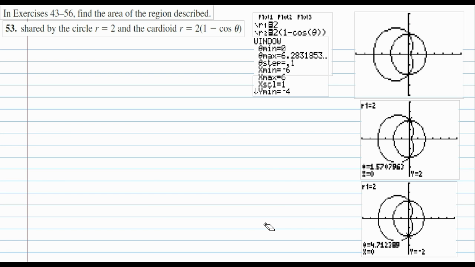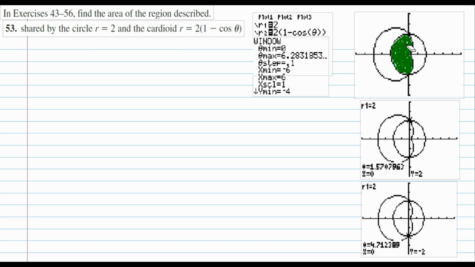Then try problem number 53. It says find the area of the region described, and that's going to be the area shared by the circle r equals 2, so with radius 2, and the cardioid r equals 2 times 1 minus cosine theta. So I've graphed that here, and I'm trying to think of a strategy. I'm trying to find this area inside. Now, it does seem like we're in this part about outside minus inside, but this is all on the inside. This whole area is on the inside.